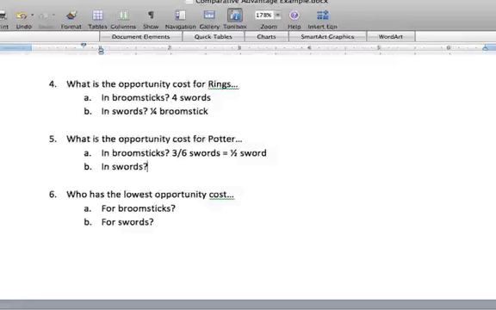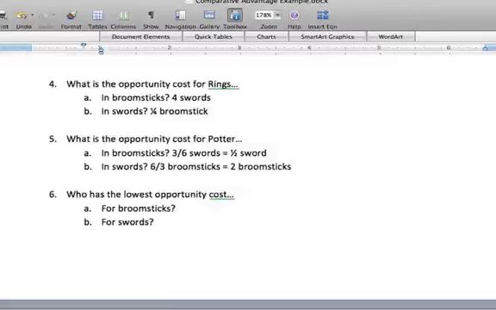The opportunity cost for Potter in swords is the time and energy it takes to make 1 sword. They are giving up how many broomsticks? Well, if they can make 3 swords in the same amount of time they make 6 broomsticks, then 6 divided by 3 broomsticks, or 2 broomsticks, is the opportunity cost for Potter to make a sword.